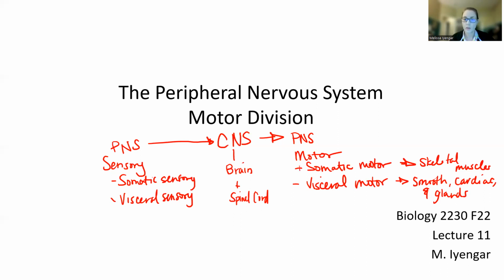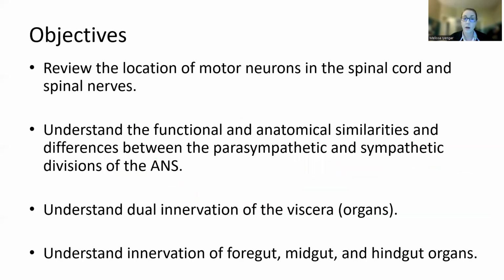Okay, so in this portion, we're looking at the motor division. So we're going to look at the somatic and the visceral, and we're going to compare them. Basically, one, we're going to review where motor neurons are supposed to be found in the spinal cord and the spinal nerves. I'm hoping you already did this, but just in case, you can pause the video now and do that all yourself. Are you ready? Do you know that?